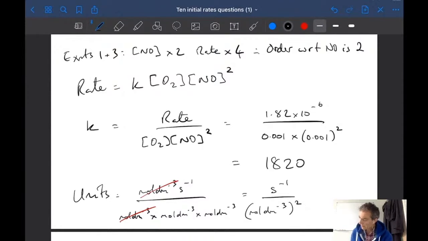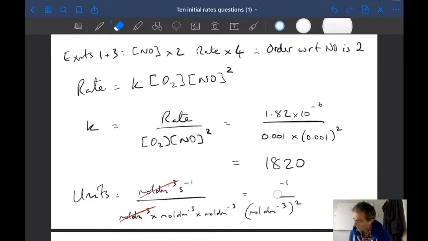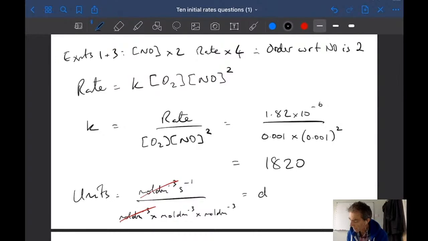Okay, so tidying that up, the moles squared is mole squared, dm to the minus 3 squared is dm to the minus 6, and when we take everything up to the top we flip the sign of the power. So I'm going to rub this out and just put the units in. Technically you're supposed to write the positive powers first, so it's dm to the 6 mol to the minus 2 s to the minus 1.